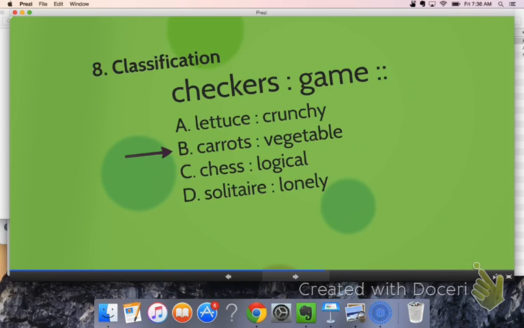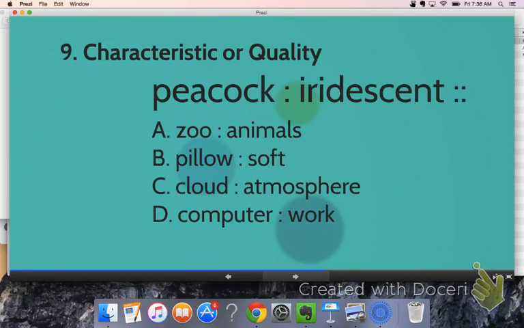which is characteristic and quality. What you're going to notice about this is usually you're going to have some sort of noun and adjective. It doesn't have to be in this exact order. You might also see it like adjective to noun, but it's going to be a noun to adjective. That is because a characteristic or a quality is some sort of description or detail.